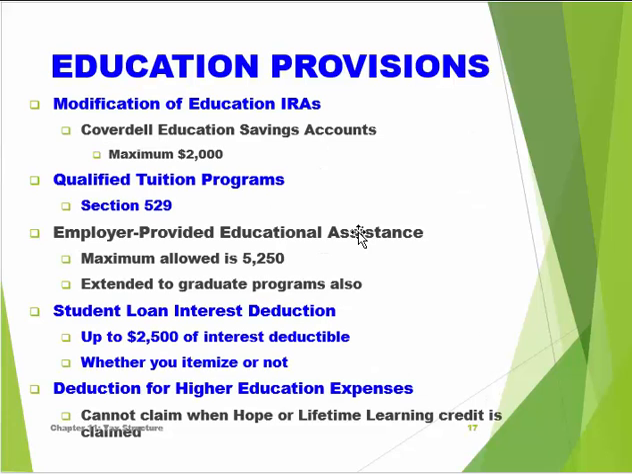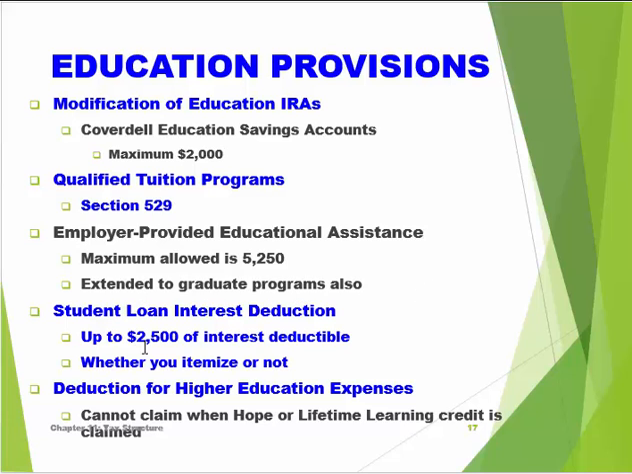There are some education provisions just to kind of identify some of those things that is going to impact most of us, since we have children and we're obviously still going to school ourselves. There are some IRA type things. You can write off $2,000 from the Coverdell savings accounts. That reduces adjusted gross income. Likewise, you can write off some parts of the qualified tuition programs from state taxes. If you have an employer-provided education assistance program, they can give you up to $5,250 without taxation if they choose. That can also be used for graduate programs.